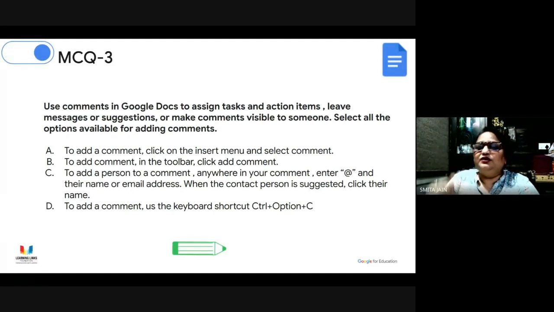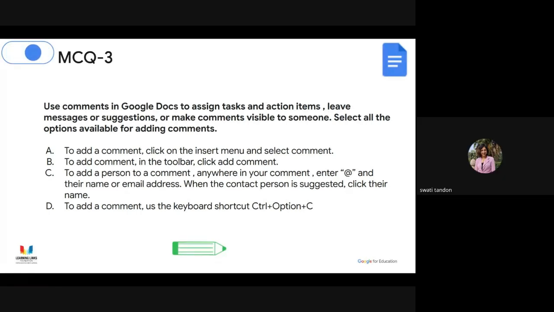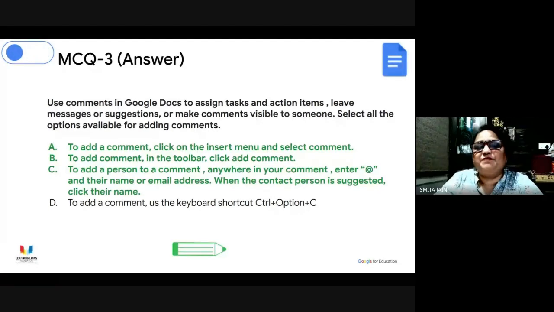So 1. Everybody is saying C only. C, yes, they are giving one. A and C. Mehak has given A and C. Okay. Let's check the answer. This is A, B, and C.